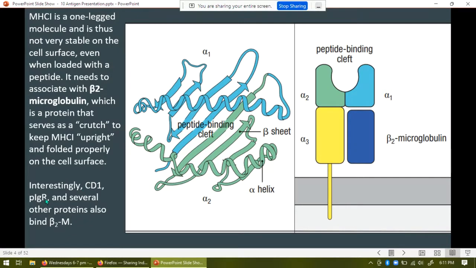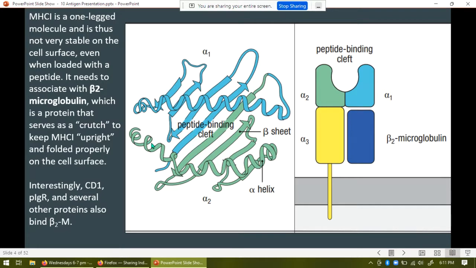CD1, the polymeric immunoglobulin receptor, and several other proteins also bind to beta-2 microglobulin and require that action in order to show up on the cell surface. So this MHC1 is not the only protein that binds to beta-2 microglobulin. There are other proteins that do it as well, some of which are immunological, some are not.